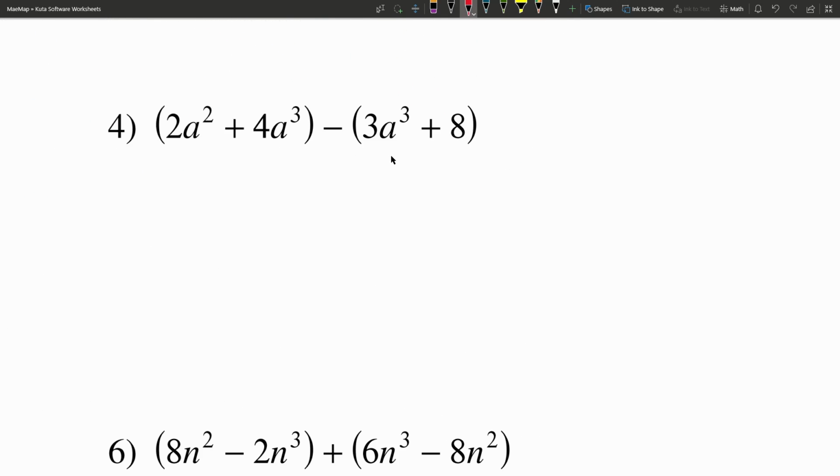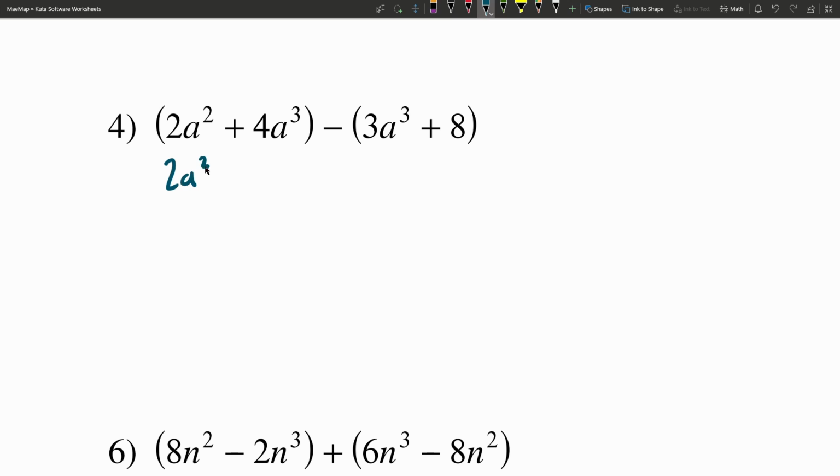In number 4, let's look at our highest degree. It's an a cubed. But look at this. This entire quantity, this binomial here, is subtracted, which means we have to switch the sign within those parentheses. So I'm just going to rewrite each of these terms.